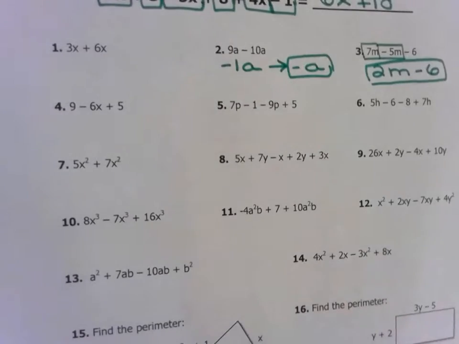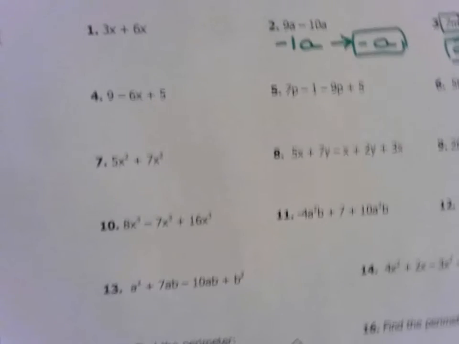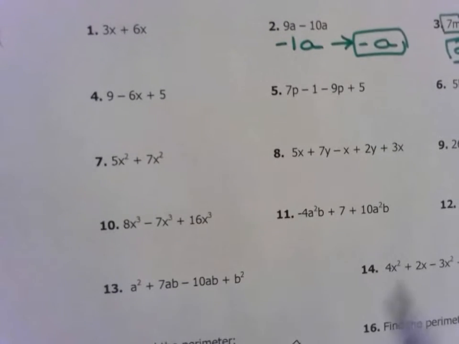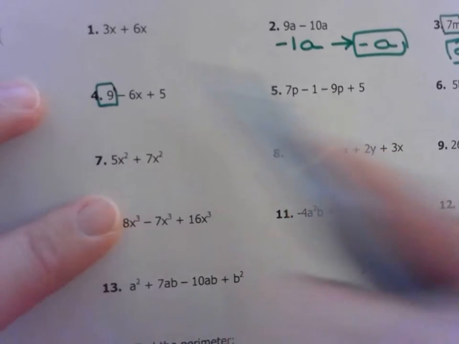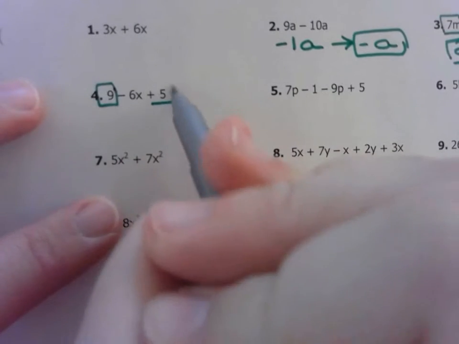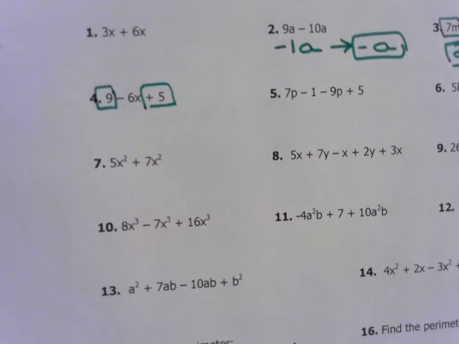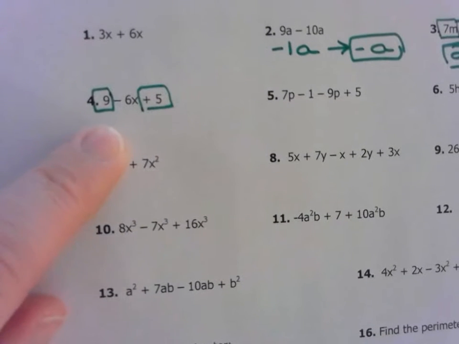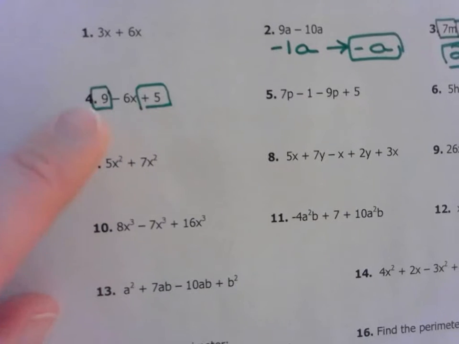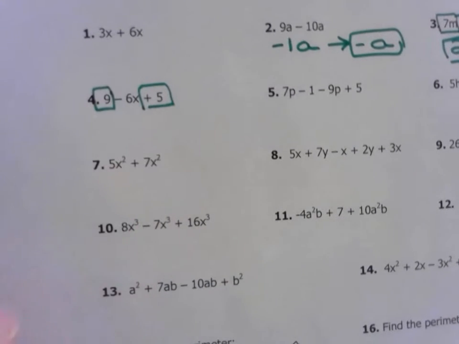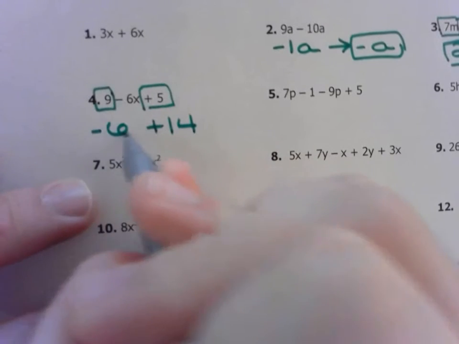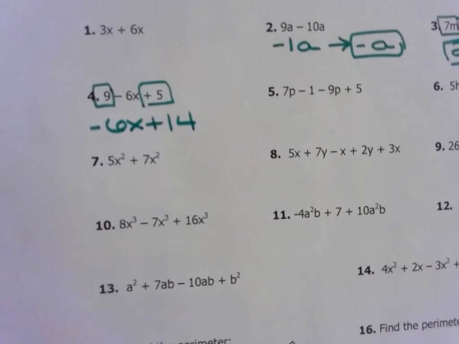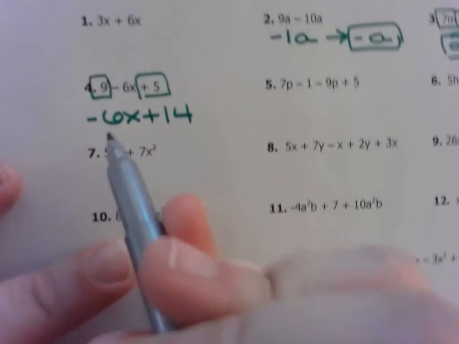Let's look at 4. If I look at my 4, what are my like terms? 9 and 5. They are constants. They do not have a variable. So 9 plus 5. Now be careful. It's not 9 minus 5 because the minus is behind the 9. You take the sign in front. 9 plus 5 is what? 14. So positive 14. You normally start with the variable first. There's no x to put the negative 6 with, so it's just negative 6x plus 14.